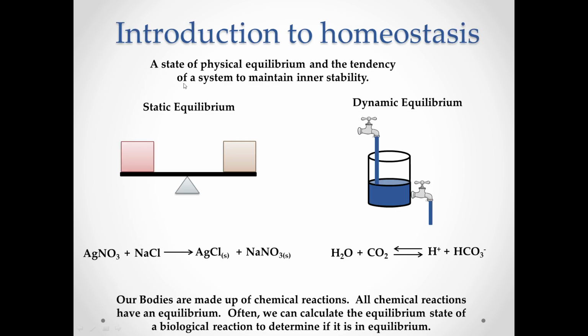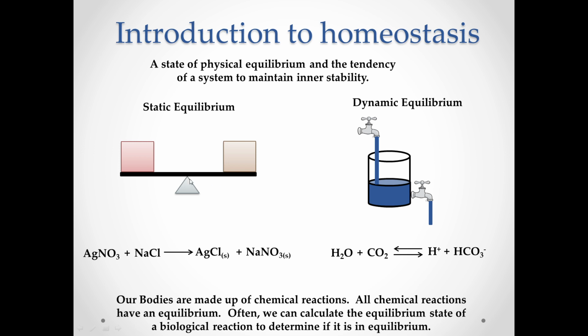Okay, so homeostasis is a state of physical equilibrium and the tendency of a system to maintain inner stability. And so there are two examples of equilibrium that I would like to discuss. The first one is a static equilibrium. A static equilibrium can be depicted as a teeter-totter or a balance.